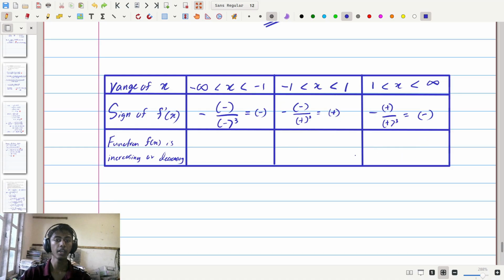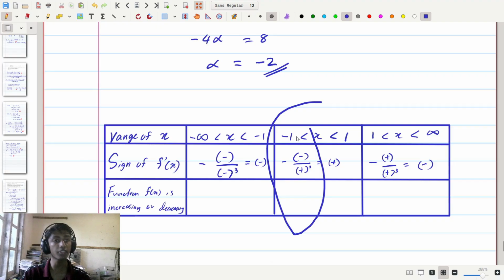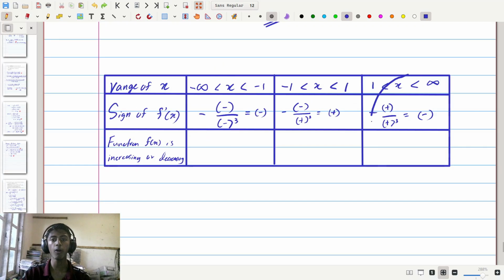in this range. Now they actually hinted at this by the fact that they said find the interval, as in singular, on which f x is increasing, and the intervals, as in plural, on which f x is decreasing. So here we can see we have one interval on which it is increasing and two intervals on which it is decreasing.